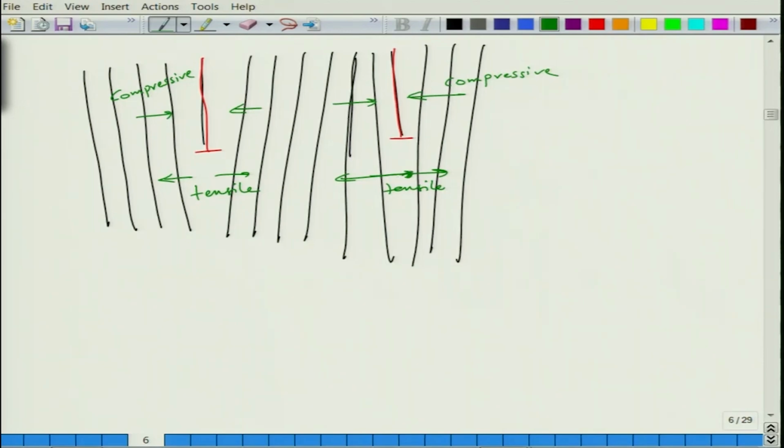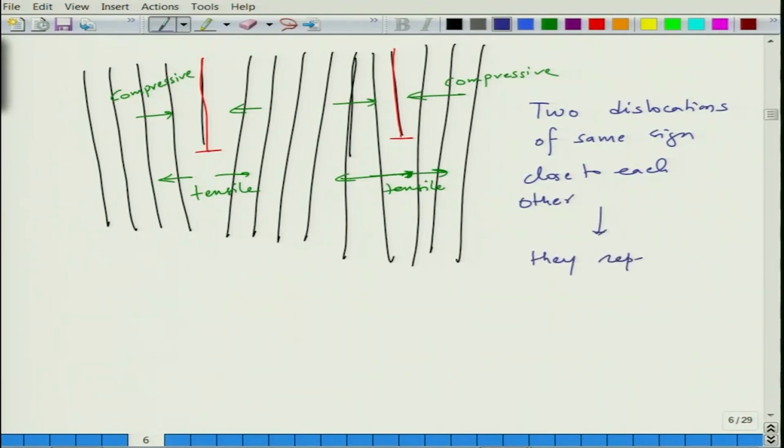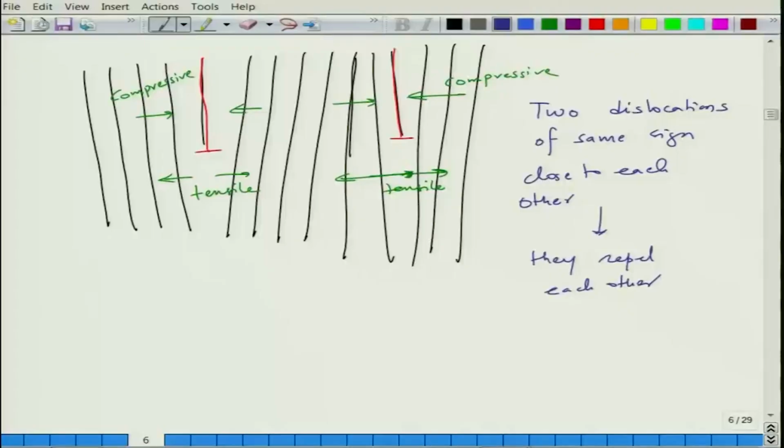So when you have two edge dislocations of the same sign close to each other, they repel each other because the stress fields are similar. So you have compressive, tensile. When you want to put them together, they do not go close to each other because they start repelling each other because of similar stress fields. As a result, this leads to an increase in the stress required to cause deformation.